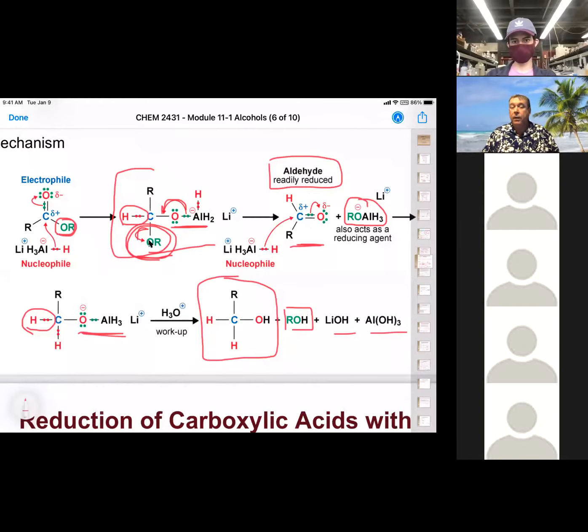Okay. Notice that because we've transferred 2 hydrides in this ester reaction, it's not a 4-to-1 ratio, it's only a 2-to-1 ratio. So 2 equivalents of the ester to 1 equivalent of the lithium aluminum hydride will generate our final product.